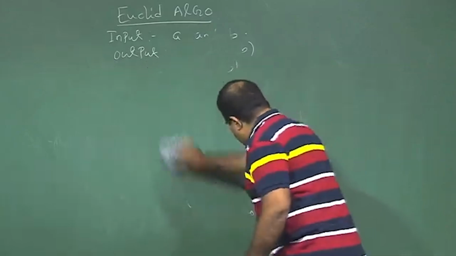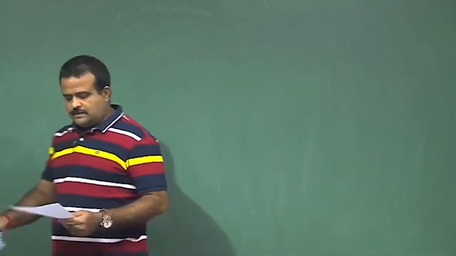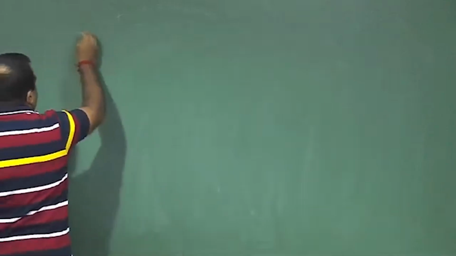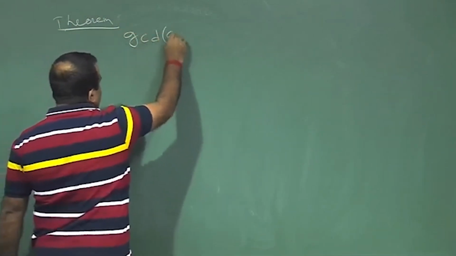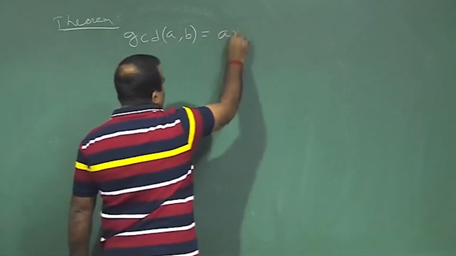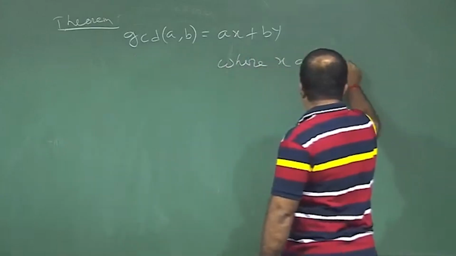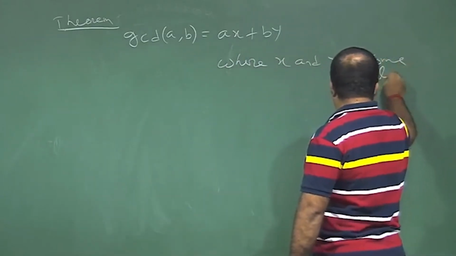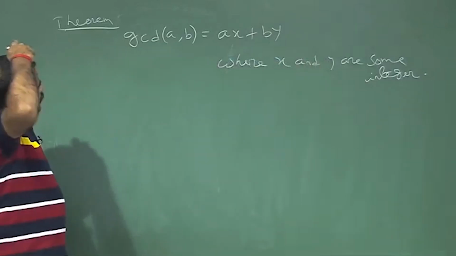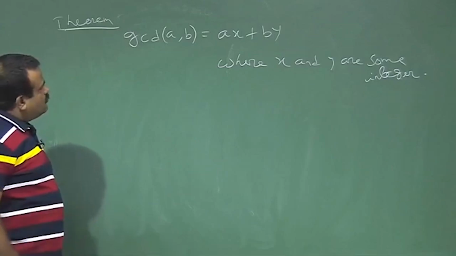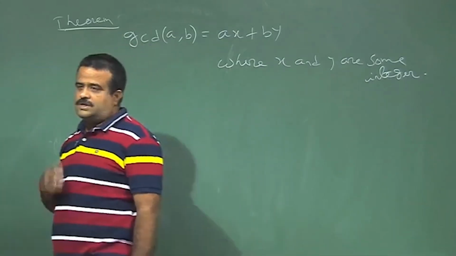Now, before going to the extended Euclidean algorithm, there is a theorem: the GCD of a, b can be written as ax plus by, where x and y are some integers. We will prove this theorem, and it basically gives us what is called the extended Euclidean algorithm, for finding the inverse mod something, the modulus inverse.